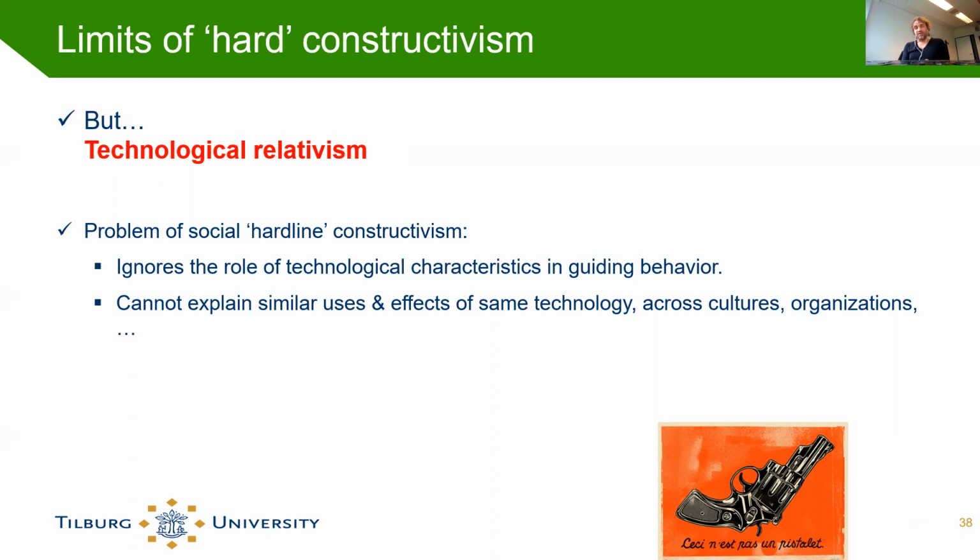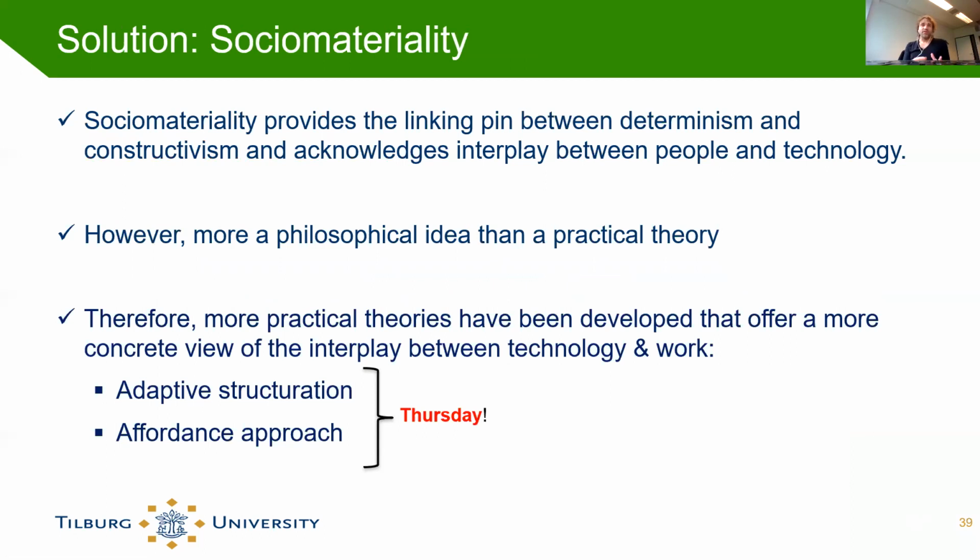So people who are leaning more towards a hardcore constructivism have a difficult time explaining what the role of technology is. And that is why we have social materiality, and it provides the linking pin between determinism and constructivism. But I think, like you have noticed, it's more a philosophical idea, an interplay between technology and its users, and not a really practical theory. In order to make it more practical, many different theories have been developed. And I think adaptive structuration and the affordance approach of social media are the two most useful theories to take social materiality into practice. And that's what we're going to do now.